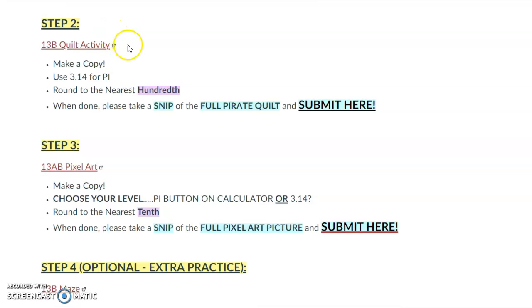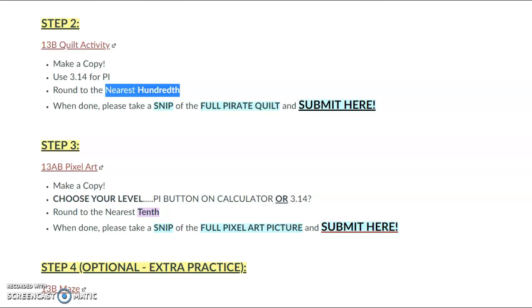So step 2 focuses solely on area of circles. So it is a quilt activity. You're going to make a copy. You're going to use 3.14 for pi, just like we have been on a lot of our activities. This activity, we are going to round to the nearest hundredth. Remember, that is 2 numbers after the decimal point. So when you're done, you're going to take a snip of it. You are going to submit it here.